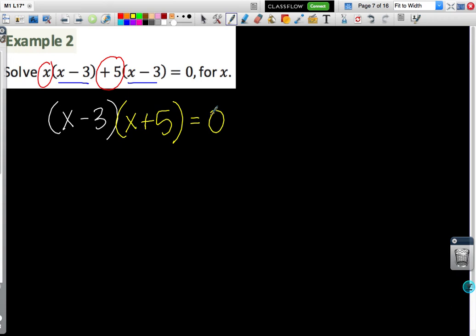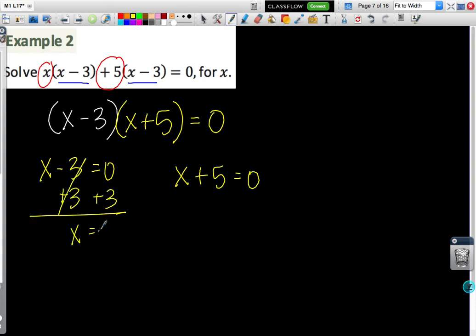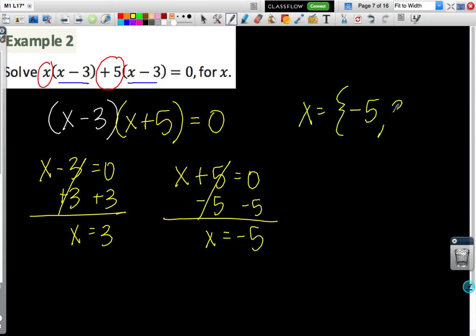So again, x minus 3 was common in both terms, so we wrote that once, and then write what's left, x plus 5. Now you have your two factors, so again, break them apart, set them equal to 0, and solve. So we would add 3, x would equal 3, subtract 5, x would equal -5. So my solutions are -5 and 3.